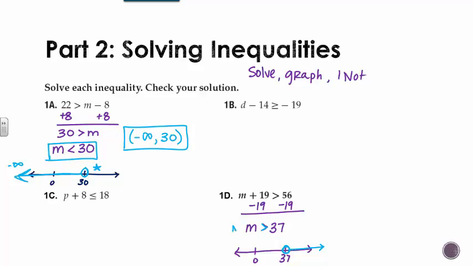So I have an inequality, I have a graph, I need to write this in interval notation. So remember we read it left to right, and the first number we come across is 37, but it can't equal 37, so I have parentheses. And this arrow points to positive infinity. So all 3 of those representations tell us where our solutions can be.